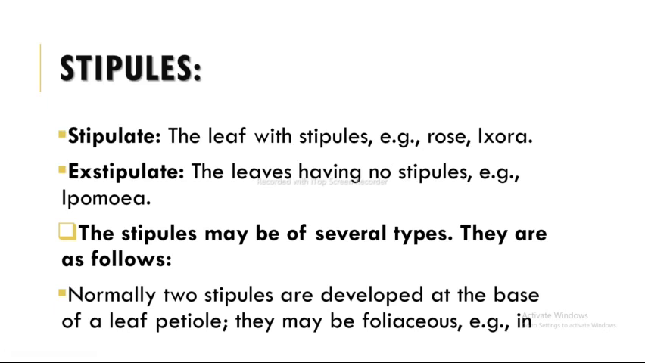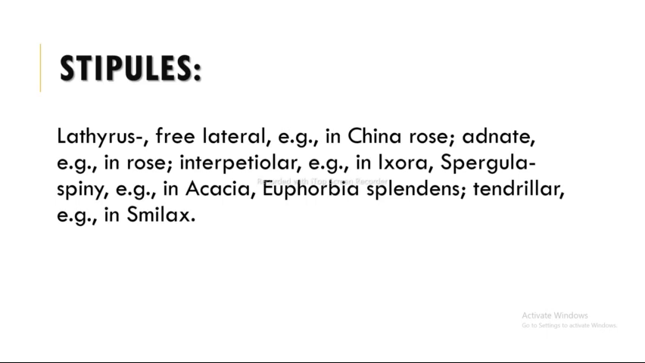Normally, two stipules are developed at the base of a leaf petiole. They may be foliaceous, for example in the Lathyrus, free lateral, for example in China rose, adnate, for example in rose, interpetiolar, for example in ixora, spurgula, spiny, for example in the acacia, Euphorbia splendens, tendrillar, for example in the Smilax.